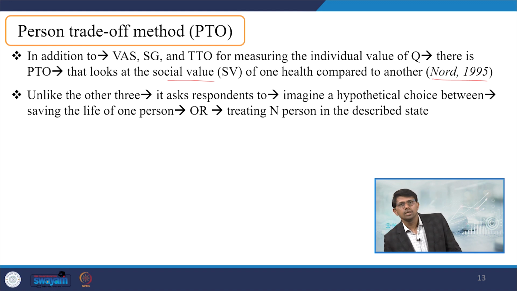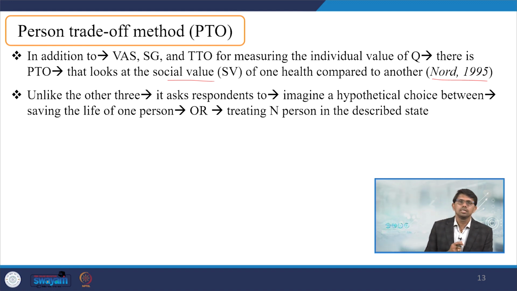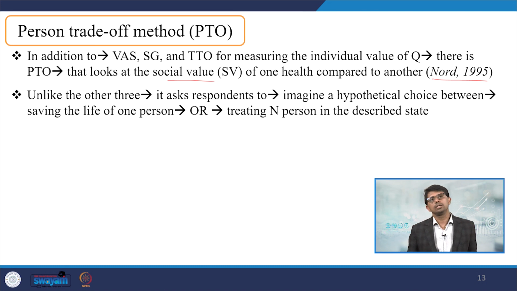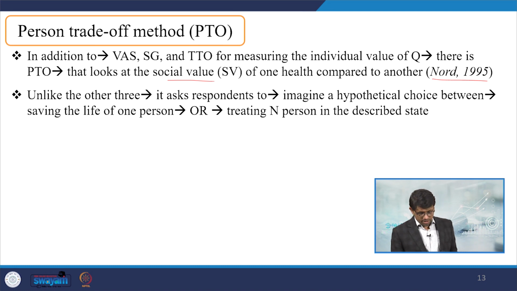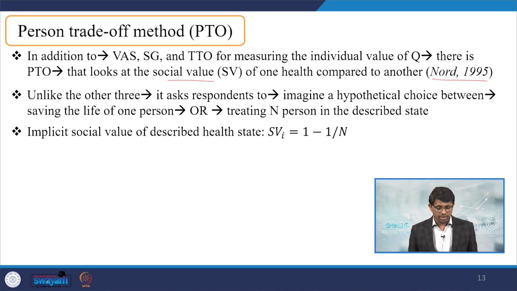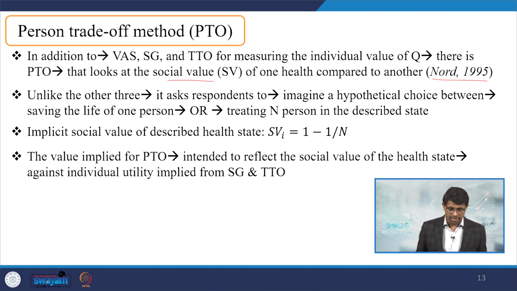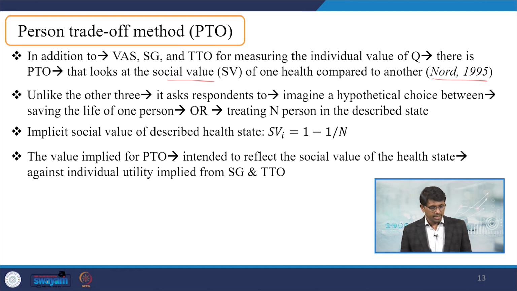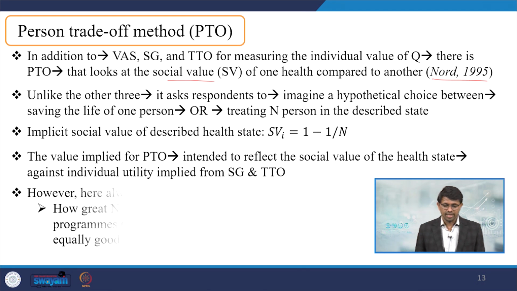You might have seen that treating one disease is equivalent to how many other diseases can be corrected in a hospital. Hence, policy emphasis is given to which one is to be emphasized and how many persons can be cured. So, the implicit social value of the described health state is equal to 1 minus 1 upon capital N. The value implied for the PTO is intended to reflect the social value of a health state, against the individual utility implied from the SG and TTO.